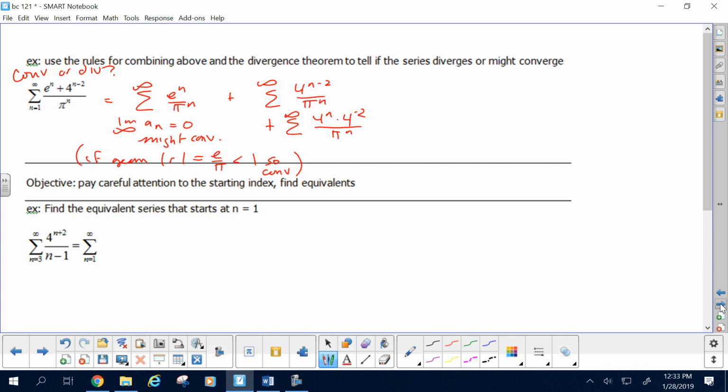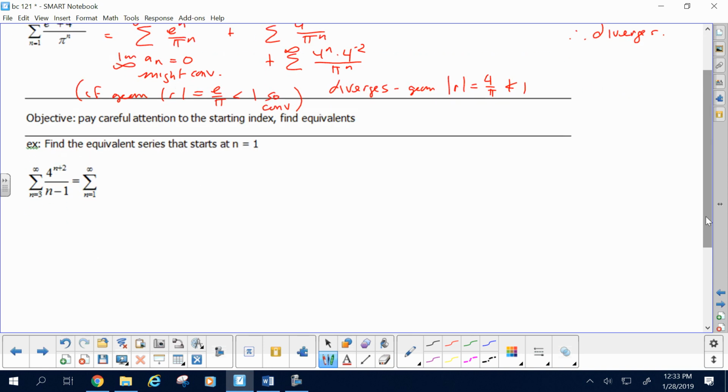But does that converge or diverge? That diverges. Let's do this geometrically because it's a geometric series with a common ratio of 4 over pi, which is not less than 1. And so what do we decide on the whole? Might converge plus diverge is diverge. Okay. All right.